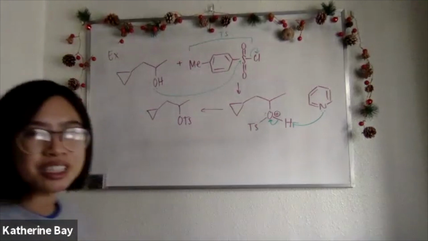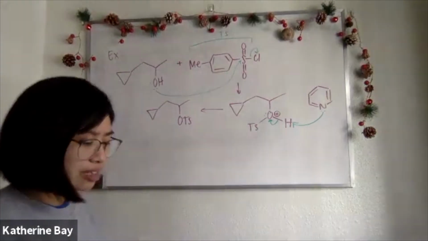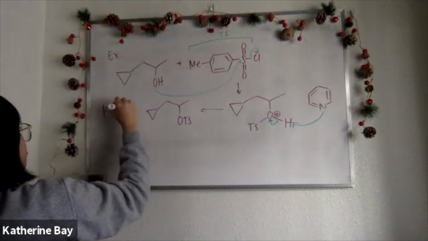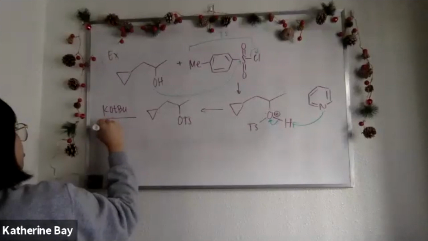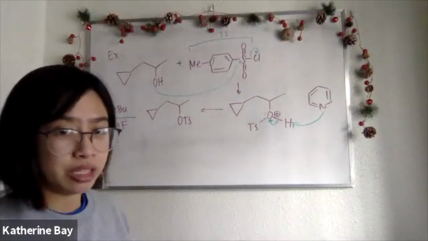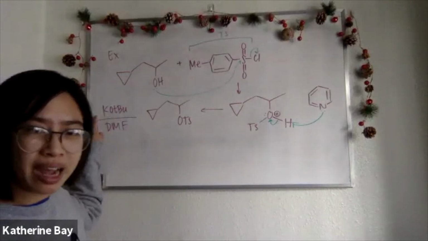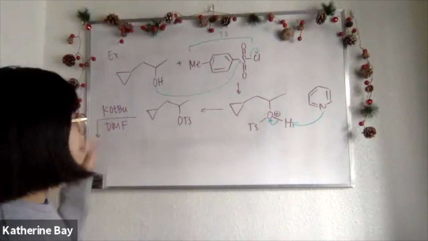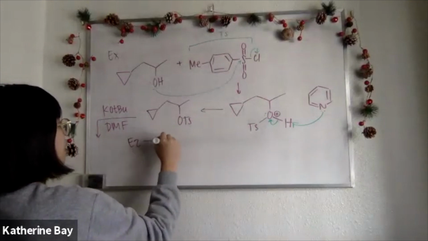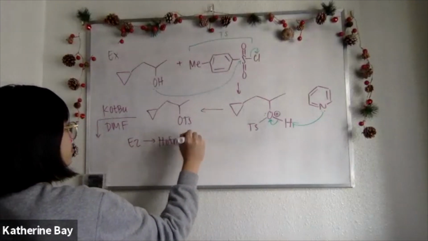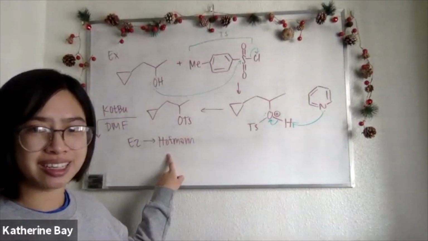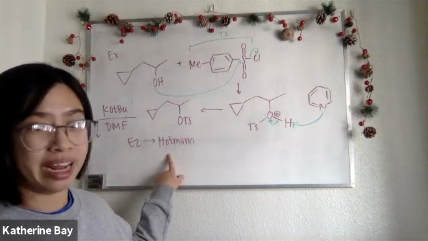Now, the next step of this reaction is that this OTs group is going to react with KOtBu and DMF. So the reagent kind of gives it away as to what reaction we should proceed by, because potassium tert-butoxide is a strong, bulky base, which tells us that this is going to be an E2 mechanism, but we're going to follow Hofmann's rule. So remember, Hofmann's rule means we're going to deprotonate a beta hydrogen that's connected to a beta carbon with more H's.